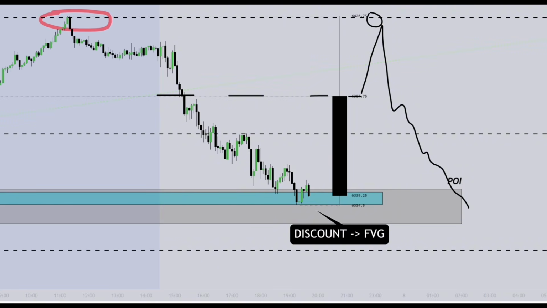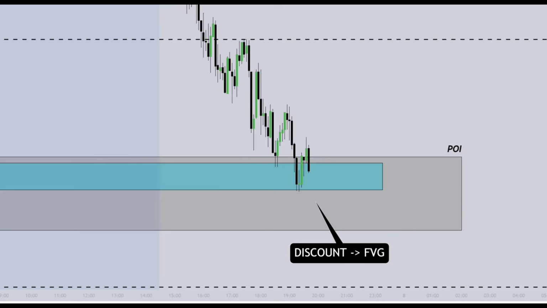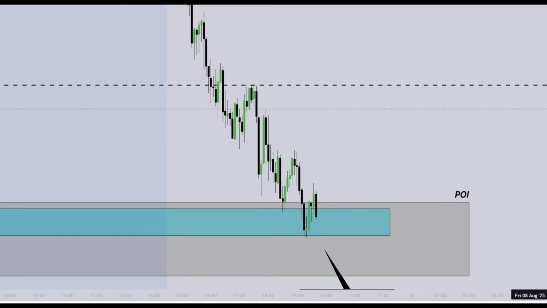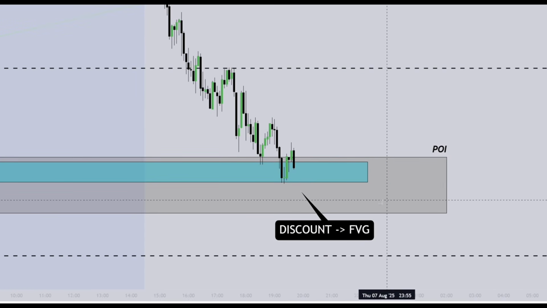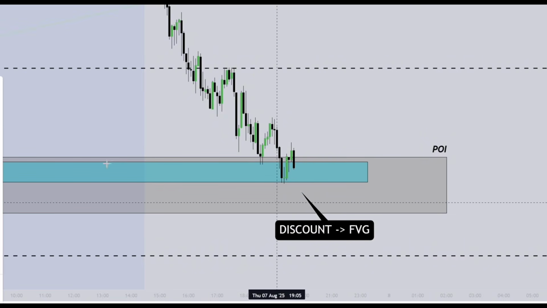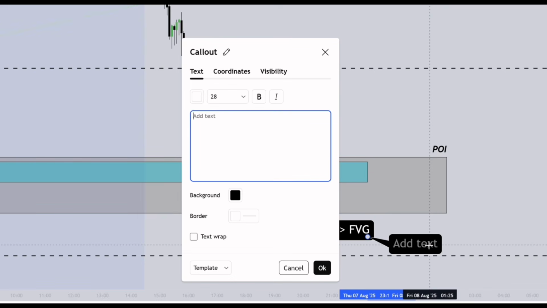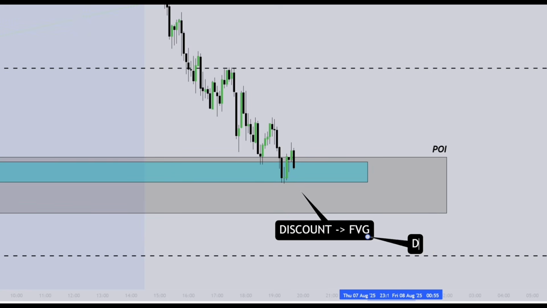When you're trading below the daily opening price, you want to be looking out for a few things, right? You want to stack confluences in your favor. So we have a discount, we've tapped into a fair value gap, and on top of that, we are below the daily opening price. So I'm just going to write here DOP. We are below the daily opening price.